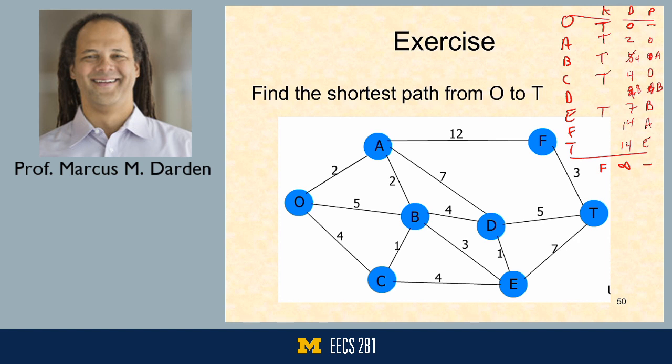That's an improvement. It's better than infinity for sure. But we know that the final answer is going to be 13, so we're not done yet because we still haven't marked T as true. My next closest vertex is going to be D. We'll mark that as true and see what D can update for me.